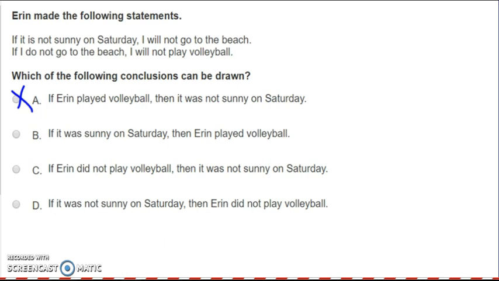Well, it doesn't necessarily mean she played volleyball if it was sunny. She just said if it's not sunny on Saturday, she's not going to the beach. So we don't even know for sure if she went to the beach, so it's not B.